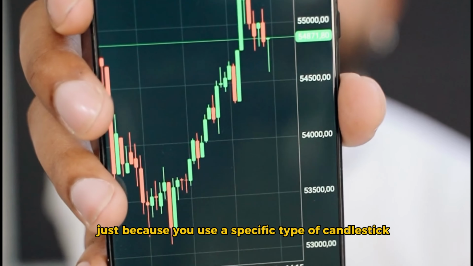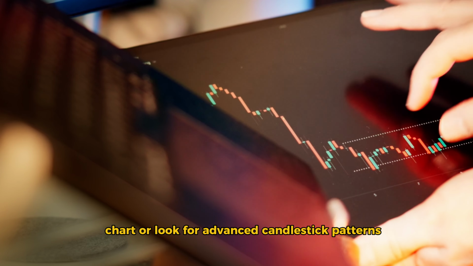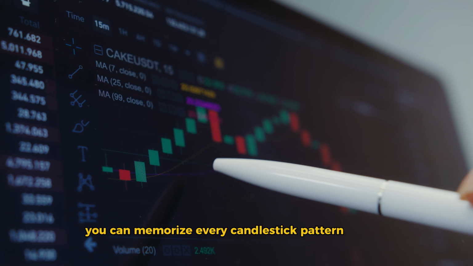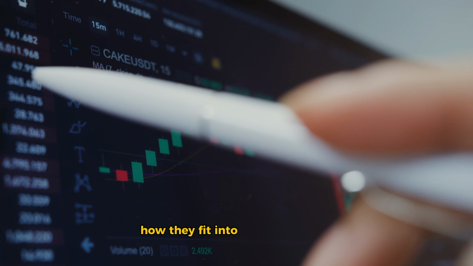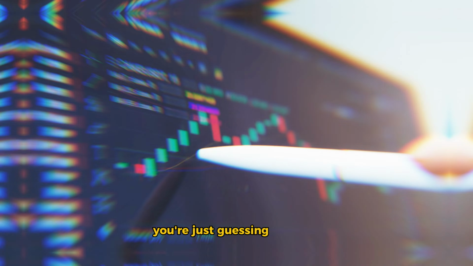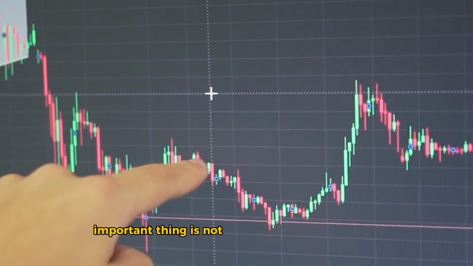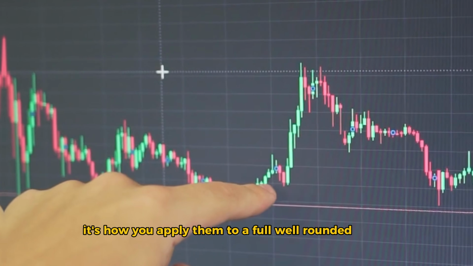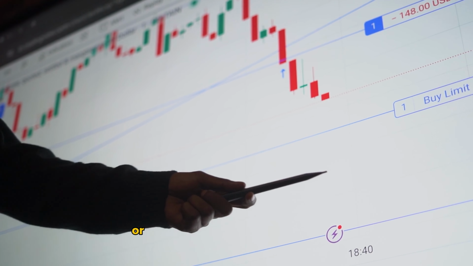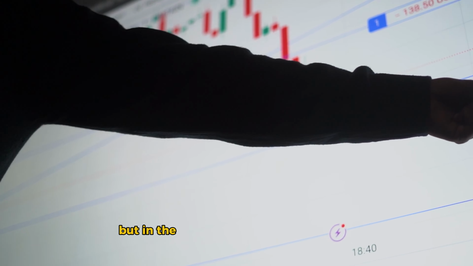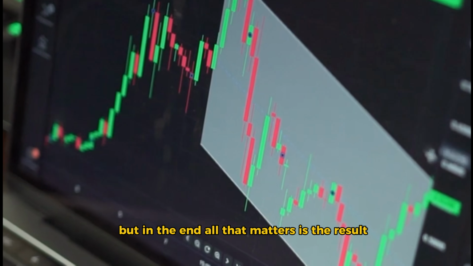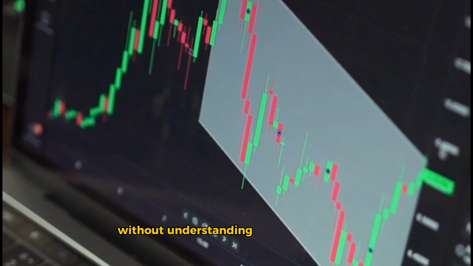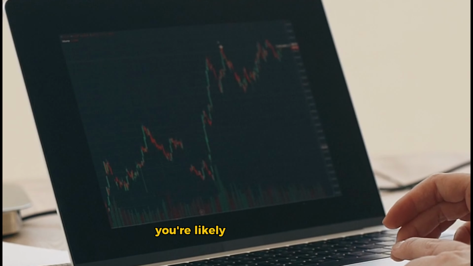Here's the bottom line. Just because you use a specific type of candlestick chart or look for advanced candlestick patterns doesn't mean you're a more advanced trader. You can memorize every candlestick pattern out there, but without understanding how they fit into the bigger picture, you're just guessing. Remember, the most important thing is not what patterns you recognize, it's how you apply them to a full, well-rounded strategy. Trading can be as simple or as complicated as you want it to be, but in the end, all that matters is the result. And if you're chasing candlestick patterns without understanding the market context, you're likely missing the point.